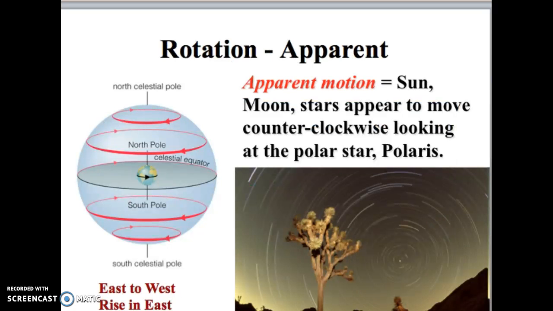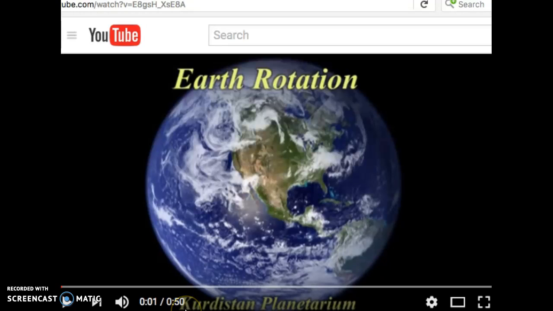So we've got the apparent rotation of the Earth. We know that it spins every day, and that spinning makes the stars appear to move in the sky, and the sun appears to move in the sky during the day. So I'm going to have a video that's going to show the rotating Earth.